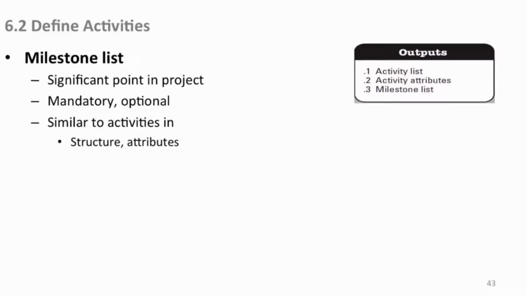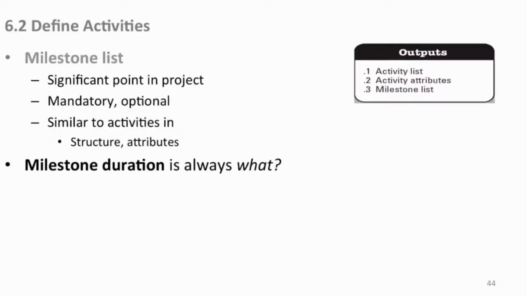And then the milestone list, finally. It's a significant point in the project, mandatory, similar to activities and structure and attributes, your milestone list. Milestone durations are always what? Zero. A milestone is always zero. It's a marker in time that you need to meet. Whether you use them is optional, but you may have reason to put a stake in the sand and say, here's a milestone, we have to meet this date.